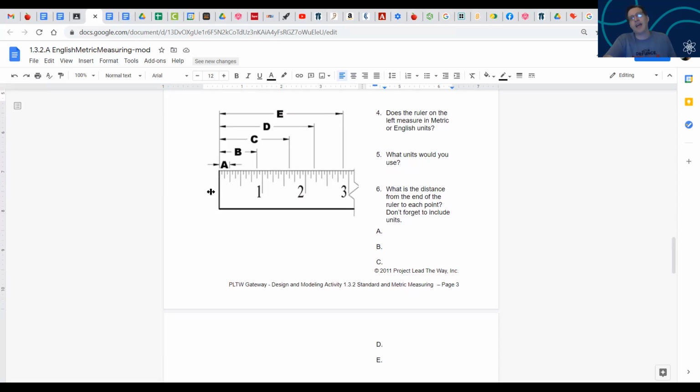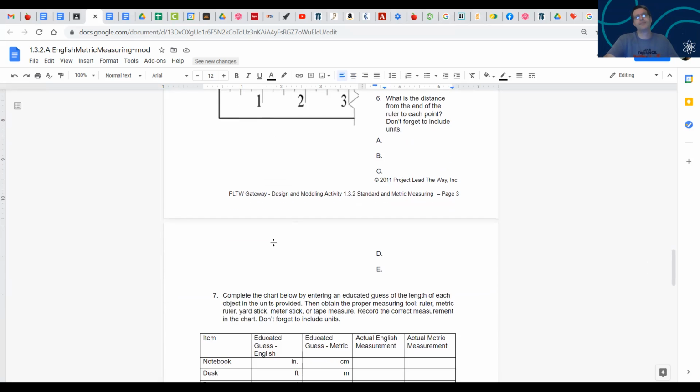Do they have 10 even lines? Do they go up and down? Which one is which? Is this English or metric? Do you have 16 lines? Do you have 10 lines? And then you would go through and read them. Would you use millimeters, centimeters, hectares, drams, troy ounces? What unit would you use to read that?